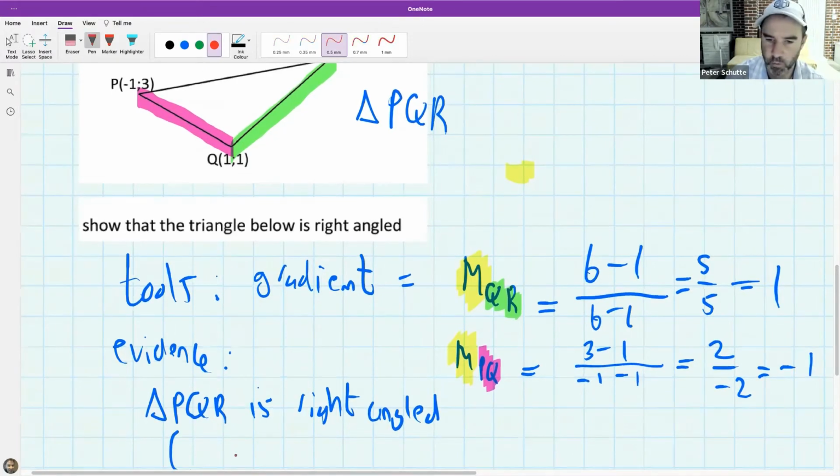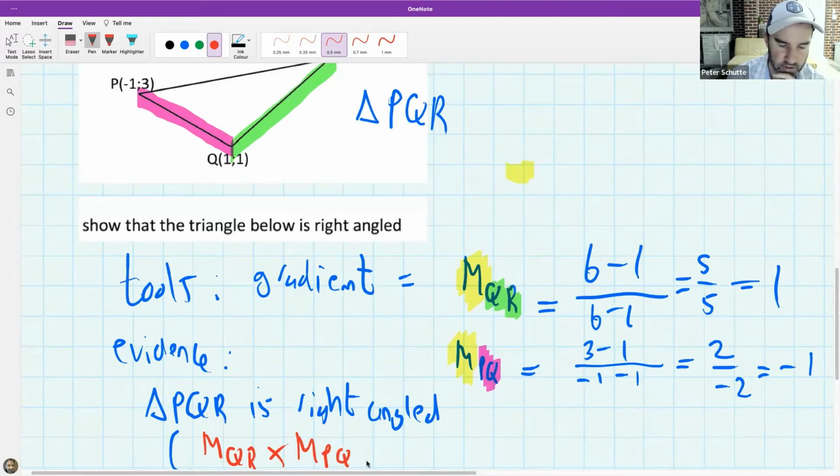I've been a little bit slack in writing the reasons out perfectly. So what is the evidence that convinces us that it's right angled? Well, we know the gradient of QR was 1 and the gradient of PQ was -1. And when we multiplied them together, we got -1, which is the evidence we were looking for. And right angled is a synonym for perpendicular. They mean the same thing.